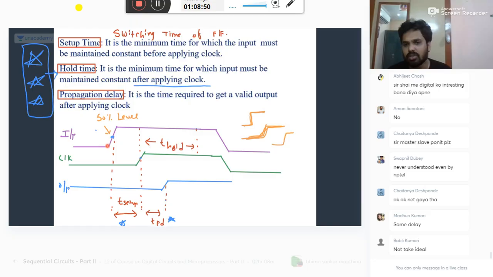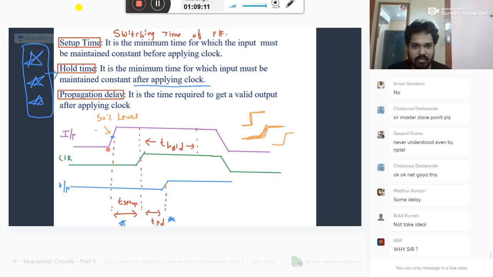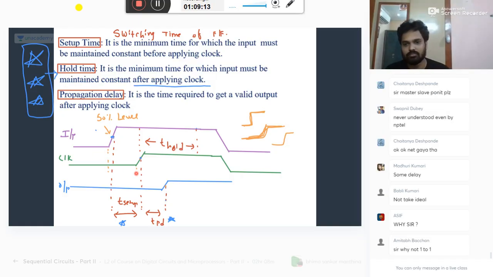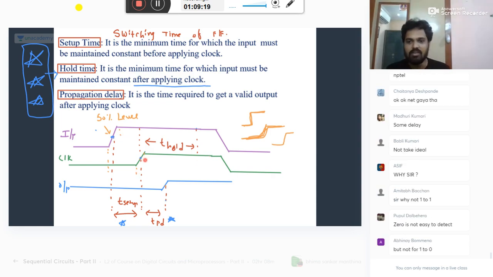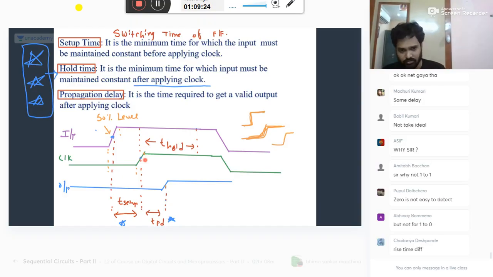Why don't they take 0 to 0? You may have this doubt: 50 to 50 and 0 to 0 are both the same, why can't you take from here to here? Even if it is non-ideal, this gap is the same, right? Just tell me, why not 0 to 0, or why not 1 to 1? Why 50%?